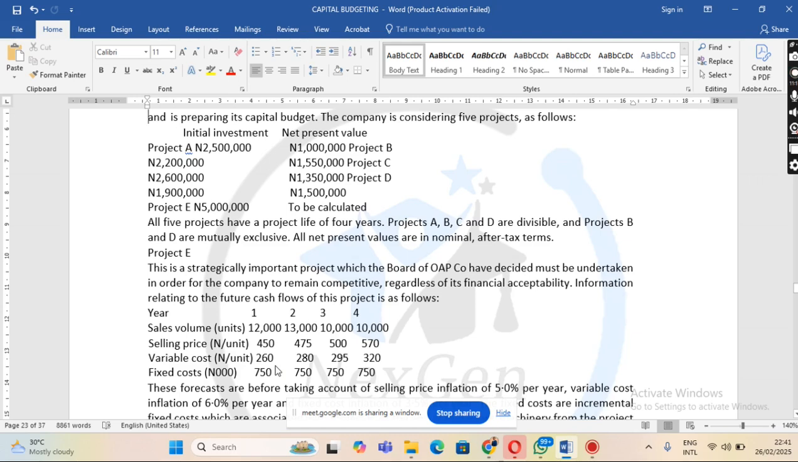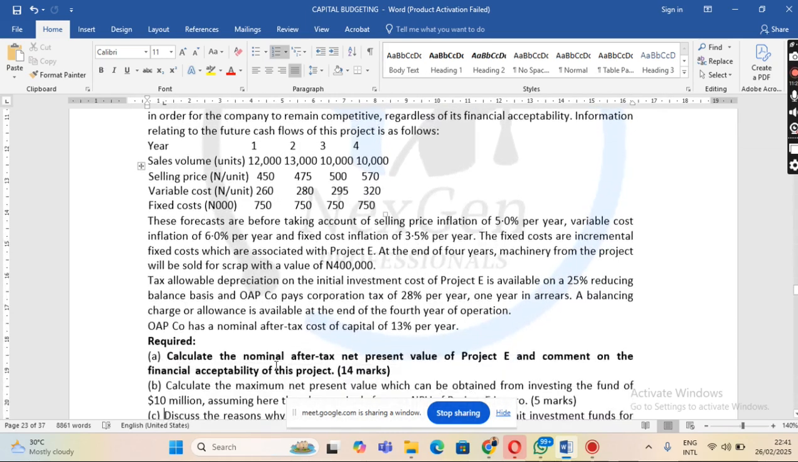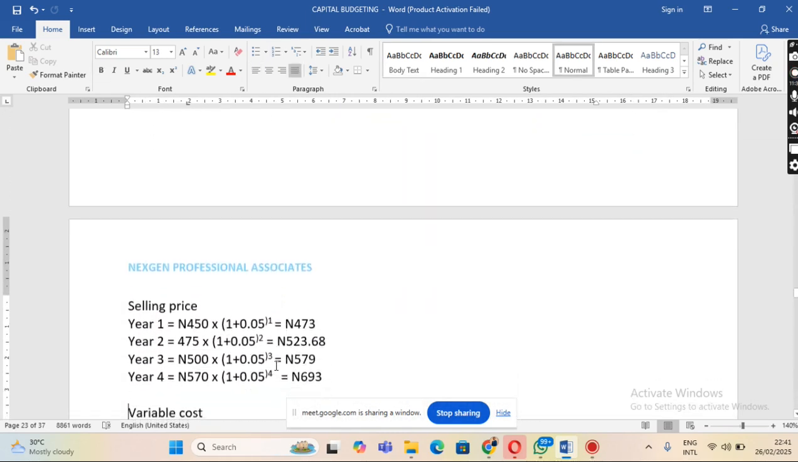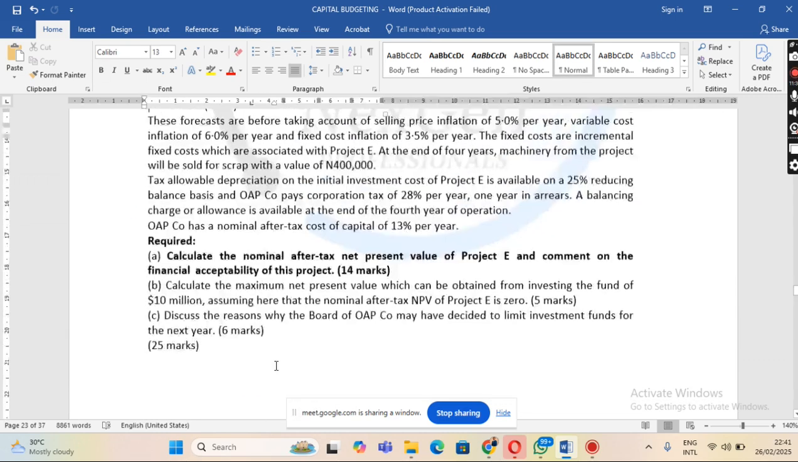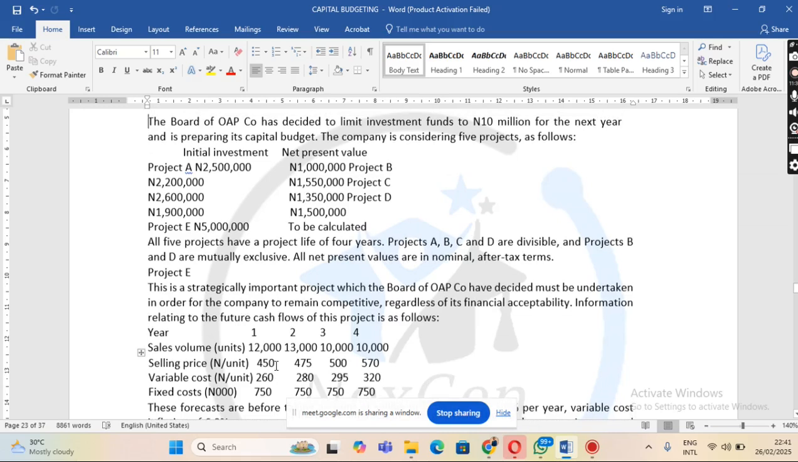All 5 projects have a project life of 4 years. Projects A, B, and C are divisible projects, while Projects B and D are mutually exclusive, which means that you can pick one of them. And we need to allocate the fund of 10 million. So this will take us to the profitability index. And don't forget again that the NPV of all of these is given already, right? You can see the NPV is given.